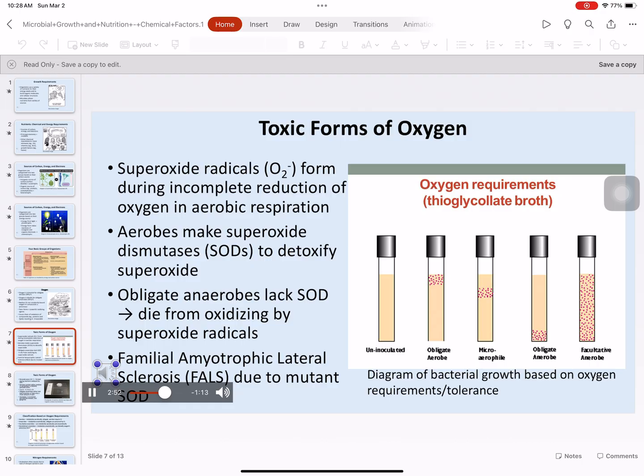There are certain mutations in humans that give rise to an inability to detoxify these superoxide radicals, and one of them is a form of ALS, amyotrophic lateral sclerosis, and so there is a familial amyotrophic lateral sclerosis, FALS, that is due to mutant superoxide dismutase.